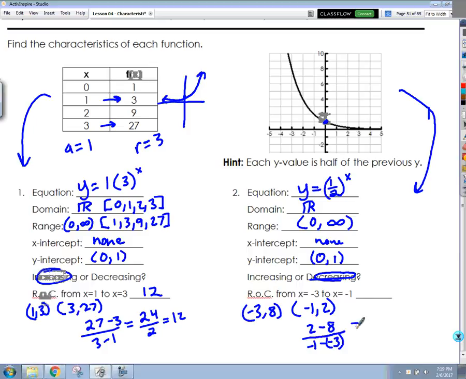So, 2 minus 8 is negative 6. That turns into a positive, so negative 1 plus 3 is going to be 2. This should equal negative 3. Makes sense because it's going down, decreasing, which means our rate of change should be negative. Just like with this increasing one, our rate of change was positive. Okay? Let's move on to number 3.